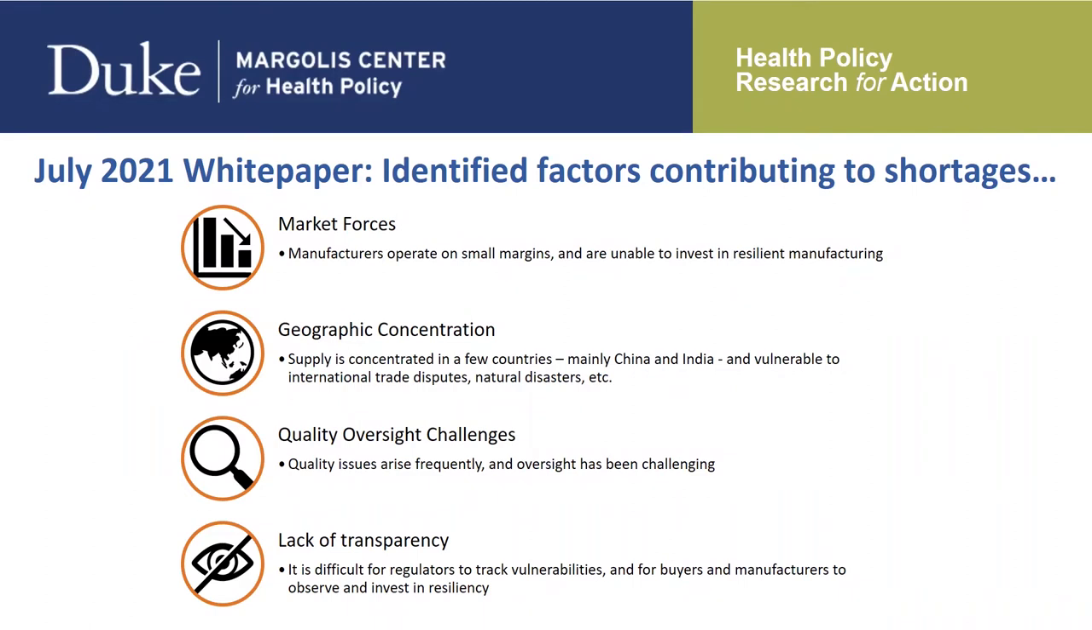Secondly, geographic concentration contributes to vulnerabilities in natural disasters, international trade disputes, other things like that. Third, quality oversight challenges occur frequently and quality issues arise frequently. Lastly, a lack of transparency in supply chains. There's a lack of systems to communicate to regulators the relative supply chain resilience of different products so that regulators can track vulnerabilities, but also for buyers and purchasers of pharmaceuticals to be able to observe resilience and reward manufacturers who have strong supply chains, thus incentivizing manufacturers to move in the right direction and invest in their supply chains and redundancy and other factors that contribute to strong supply chains. Next slide, please.